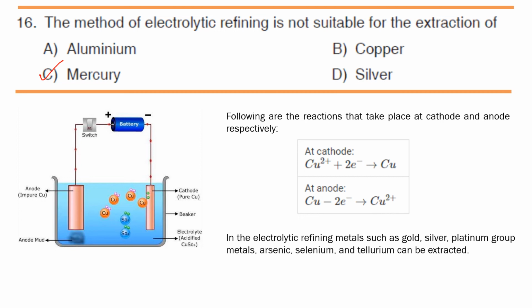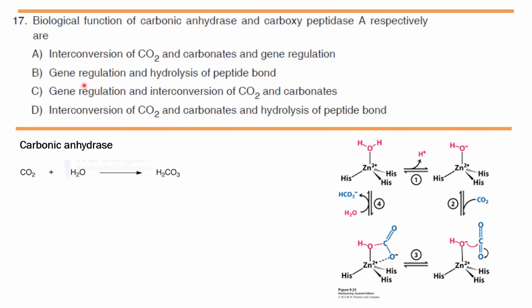Okay, that's all for this question. So let's move on to the next one. The next question is about the biological function of two enzymes, carbonic anhydrase and carboxypeptidase. You are provided with 4 options and you have to correctly find out the functions of carbonic anhydrase and carboxypeptidase. Both of these are zinc containing enzymes which perform different roles.